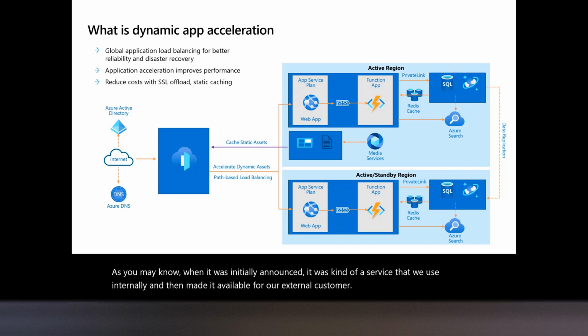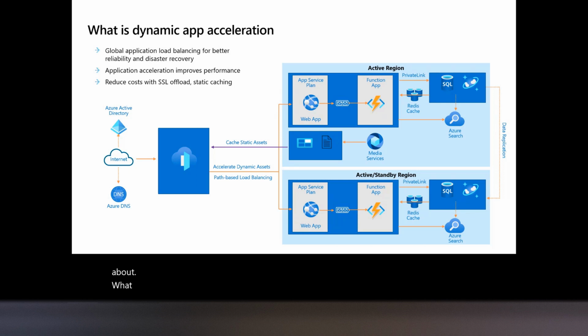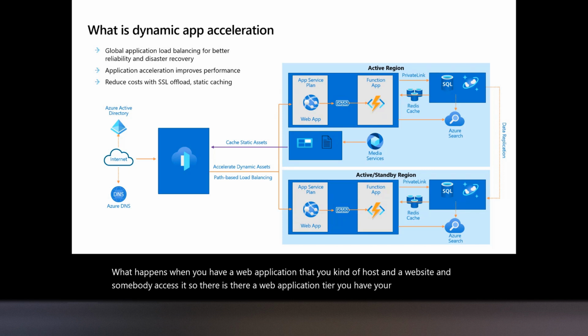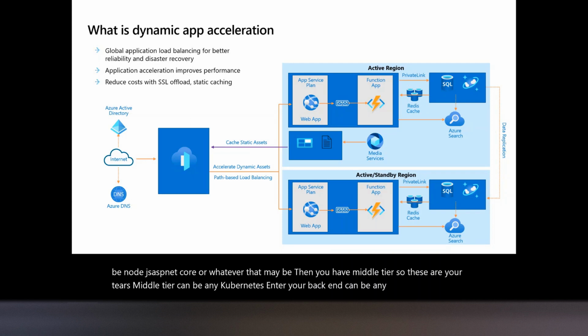So, what is dynamic app acceleration? Before I talk about it, let's take a step back. Let's talk about what happens when you have a web application that you host in a website and somebody accesses it. There is your web application tier. You have your front end, which can be Node.js, ASP.NET Core, or whatever it may be. Then you have a middle tier, which can be Kubernetes, and your backend can be any database. All of that lives on the server.